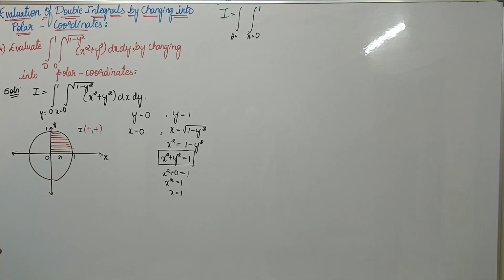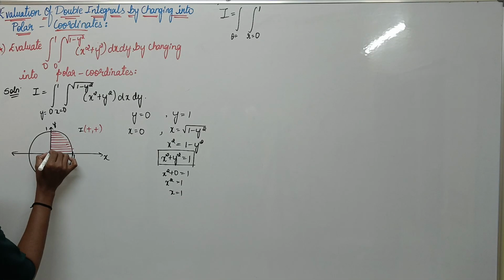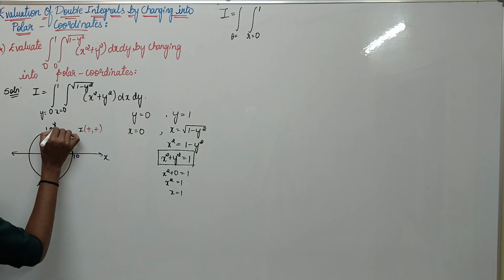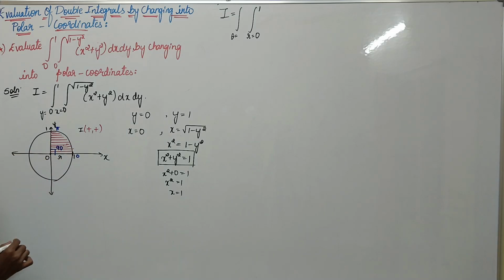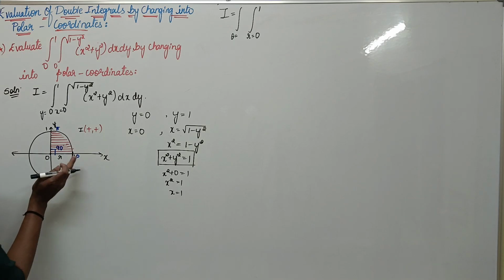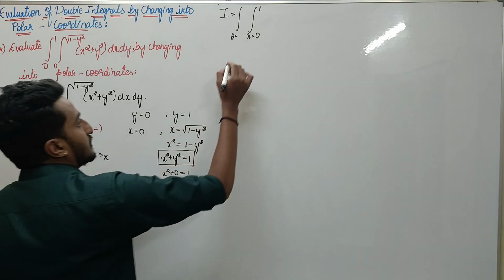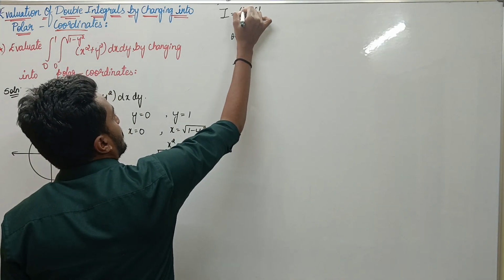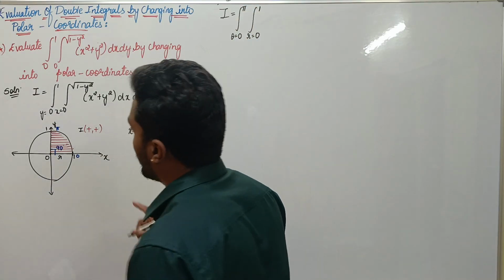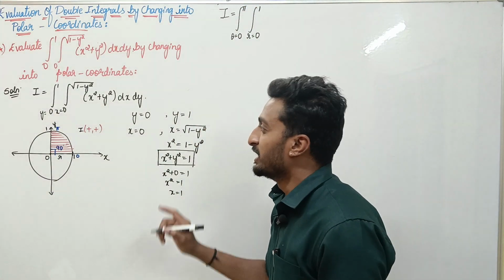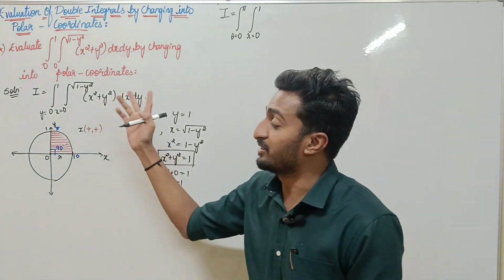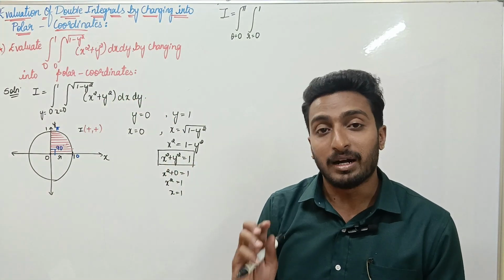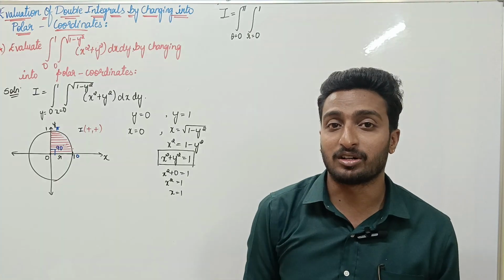What does the angle define? The angle is defined with respect to 0 to pi. 0 to pi means it makes an angle of 90 degrees. Considering this 90 degrees, I am going to represent this starting from 0 to pi. Angle 0 to pi. Now they have given x square plus y square dx dy. This is defined with respect to Cartesian coordinates, but I need to replace it with respect to polar coordinates.